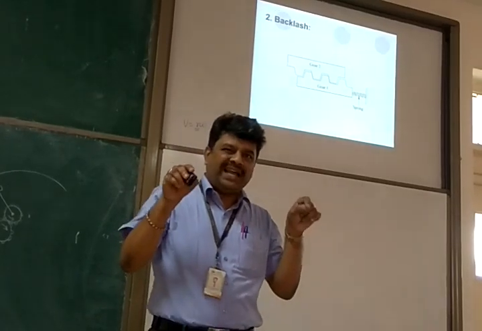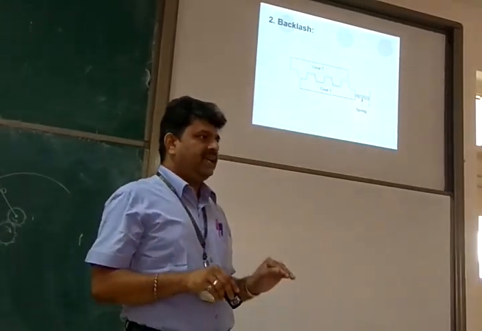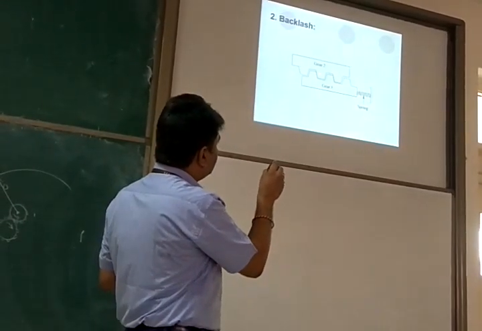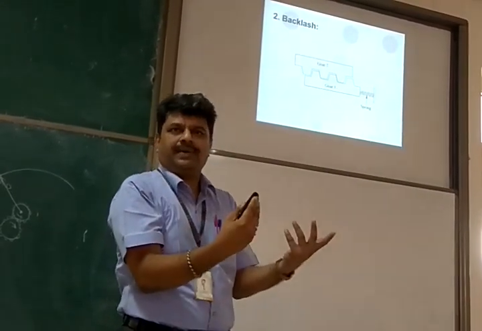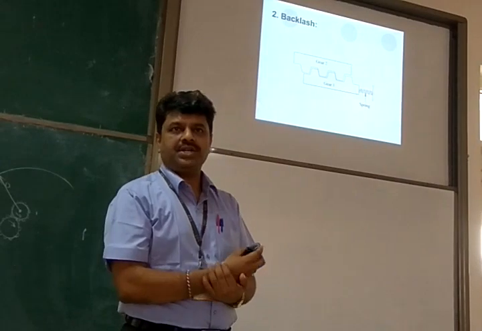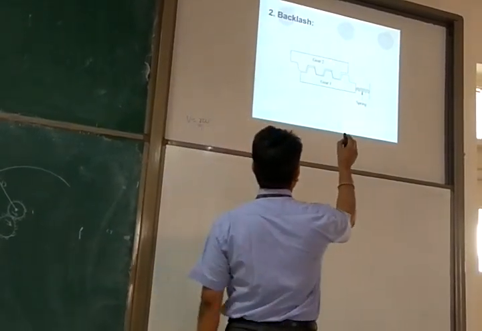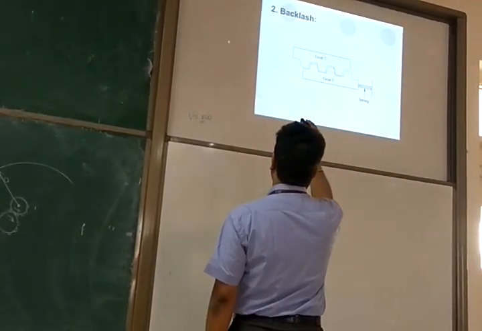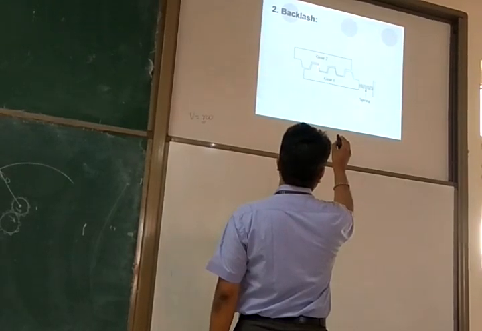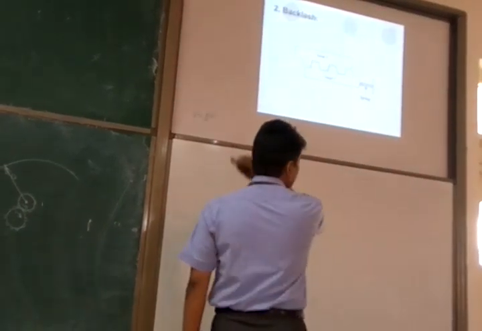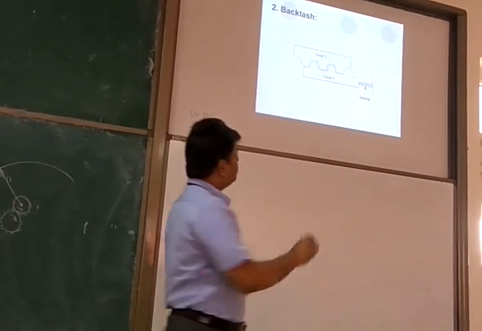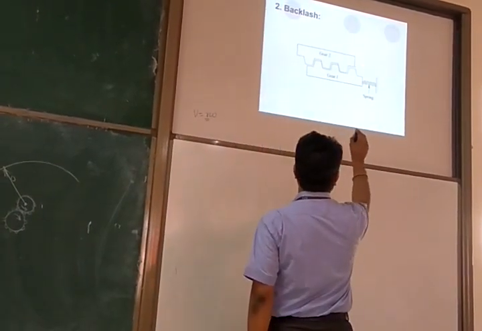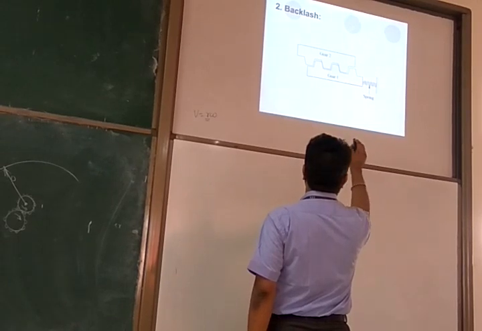If that light spring is not there, then you will not see the surfaces touching each other. They will be floating somewhere, which results in backlash. Now, if you move gear 2 towards the left, because it is already touching the surface, gear 1 will also move towards the left. No motion is lost.